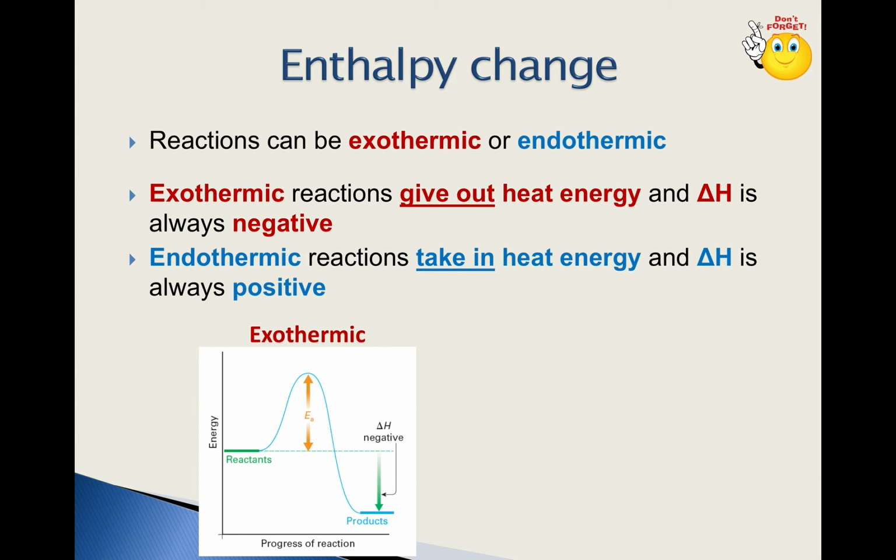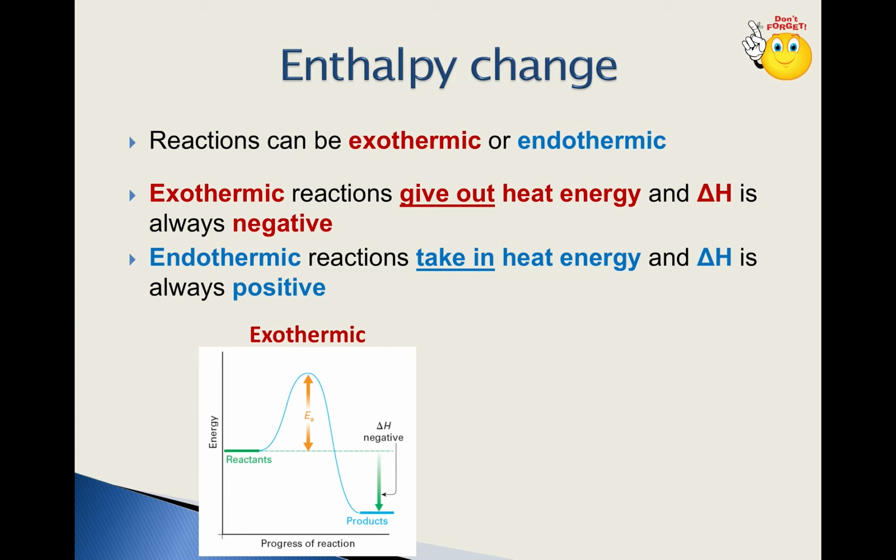Now, in a reaction profile, to work out where the activation energy is, it's always from the reactants to the top of the hump. That's how you know where the activation energy is. So from the reactant line to the top of the hump. And you can see clearly in this picture, they've just extended the reactant line and drawn an arrow from the reactant line to the top of the hump and labeled it EA. And that's the activation energy, the minimum energy required for the reaction to occur.